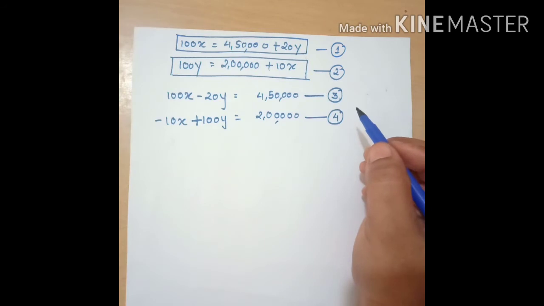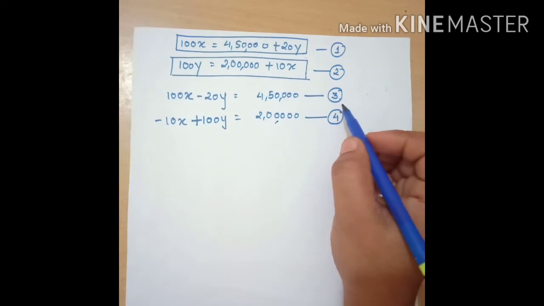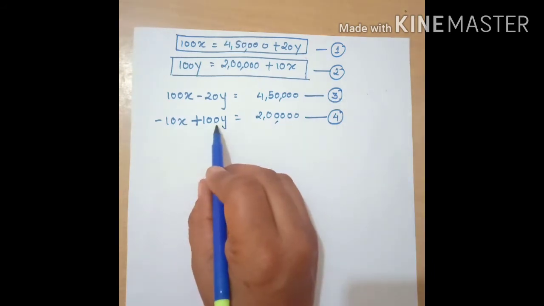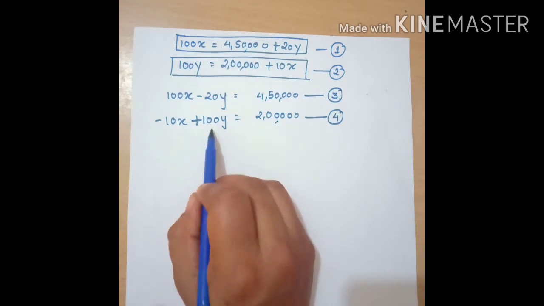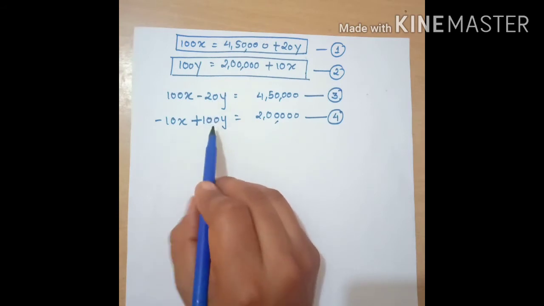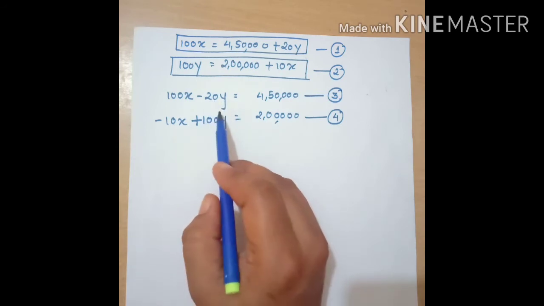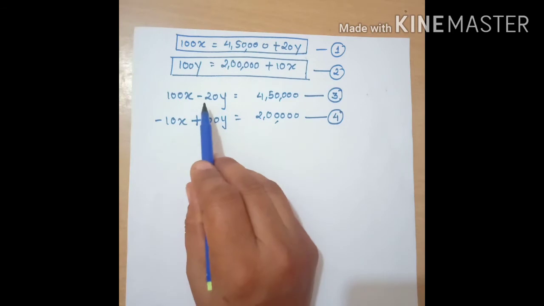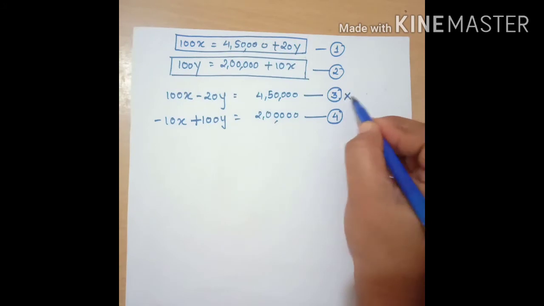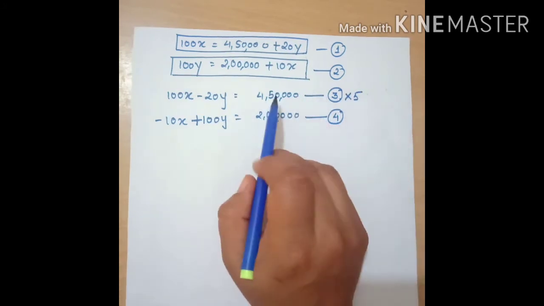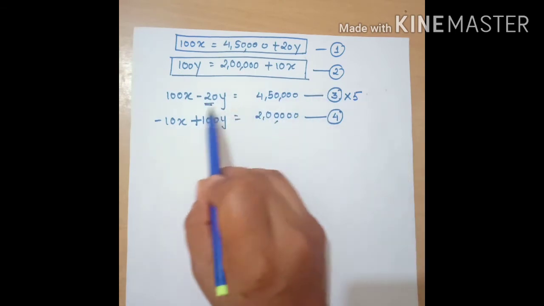Now in further solution, we have to cancel one term to find out the other. In this example, we are going to cancel the value of Y. So how can we cancel the value of Y? This is 20Y, this is 100Y. We can't make this 100 into 20. So instead we will convert this 20 into 100. How are we going to convert this 20 into 100? By multiplication. We multiply this 20 by 5. It is an equation, so we are not going to simply multiply this 20Y. We have to multiply the whole equation.